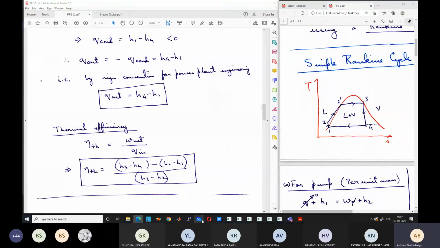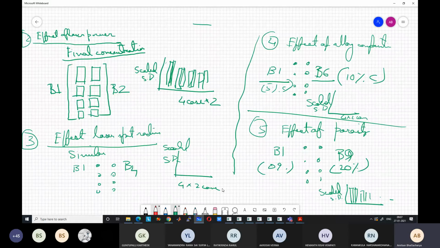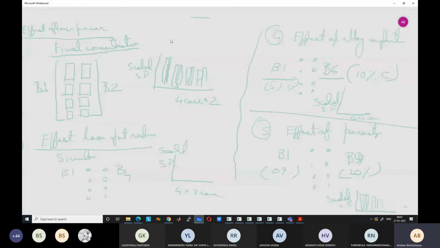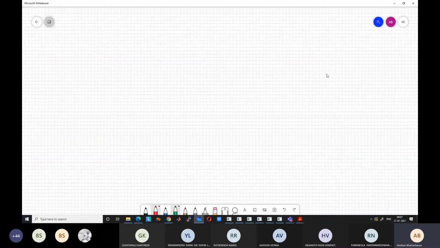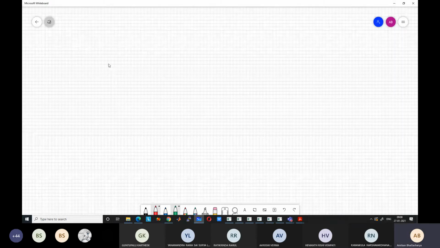So what I'm going to do is give you a brief revision of this phase change process in a TS diagram. Again, I hope you can see the screen. The diagram will not be very accurate, but I hope you get the idea.